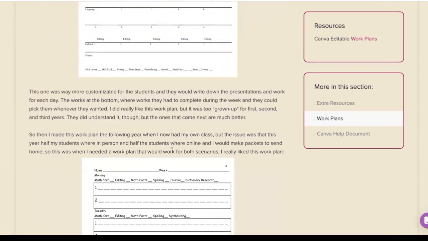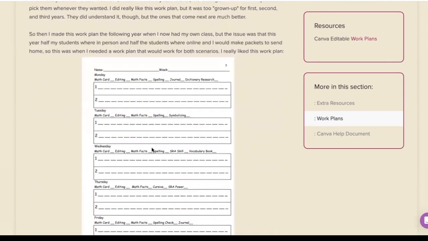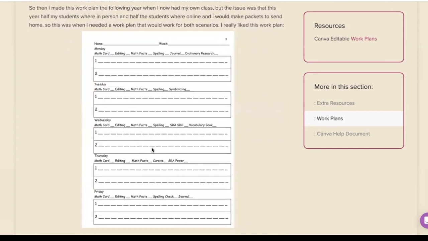I was teaching by myself, but I had in-person students and online students. And so I made this one, and I actually like this work plan. There's nothing wrong with it. This is the third grade example, and each day they had daily works to complete, but obviously for first and second grade there was less work or different work. The math cards are the math cards I showed you on the other page, and the editing sentences are the editing sentences. Then the math facts is either a page or whatever, and then they did spelling or different things.